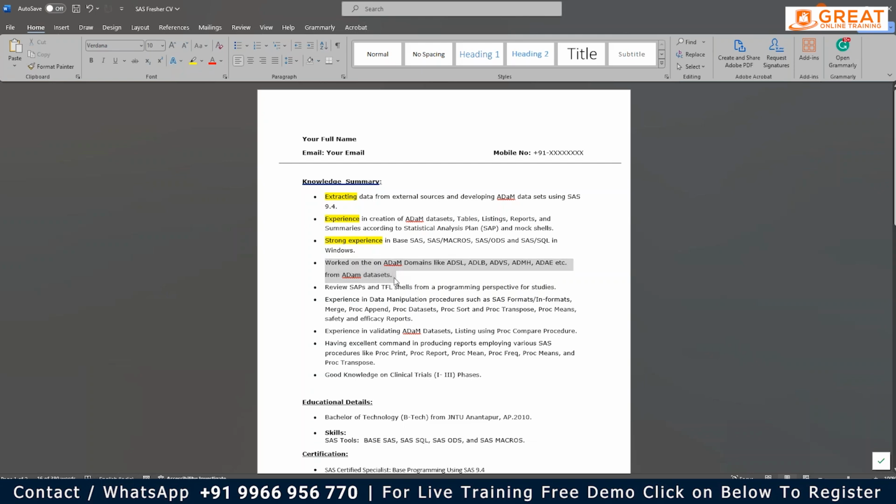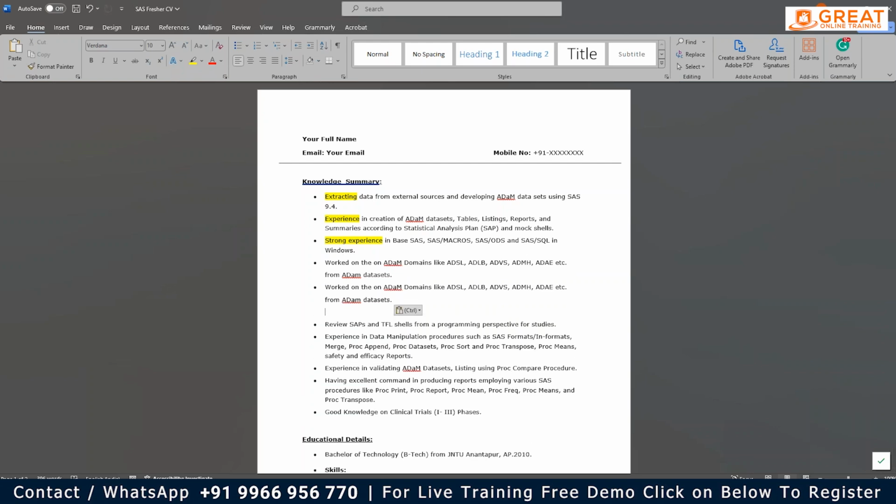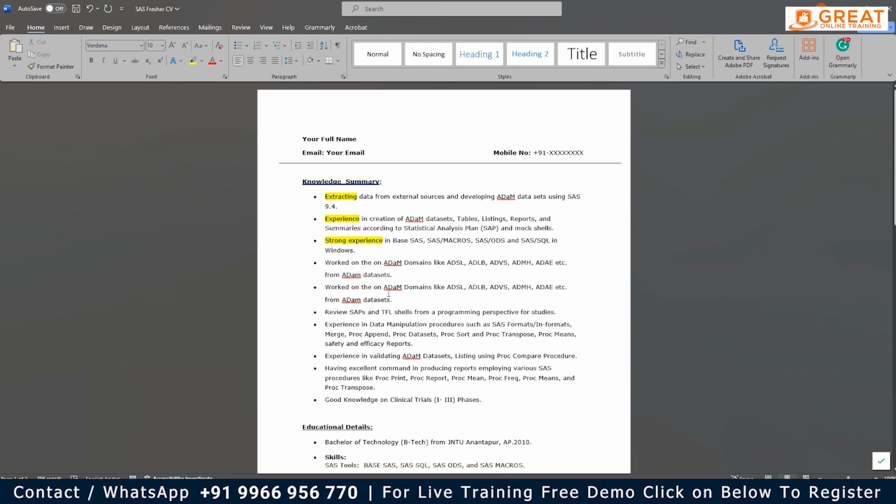You try to write one more line instead of this: worked on SDTM domains. So you try to write another line saying SDTM domains like, instead of ADSL, you try to write DM you have worked on, and LB you have worked on, and you have worked on VS, and you have worked on MH. Only these data sets I have worked on from SDTM domains.